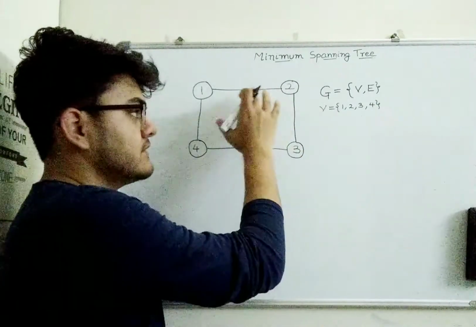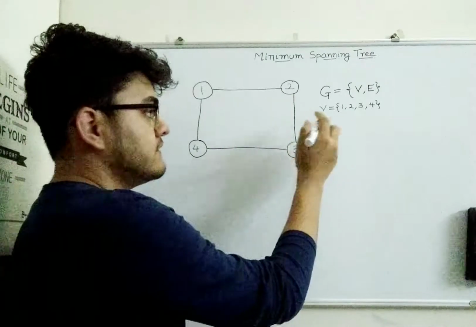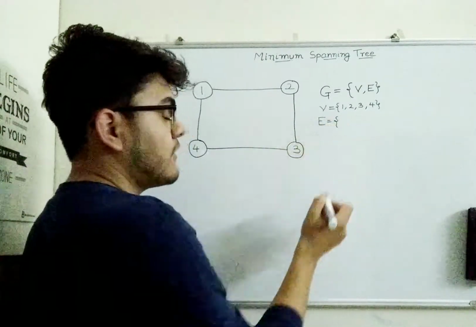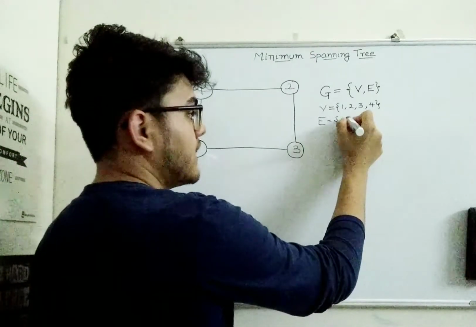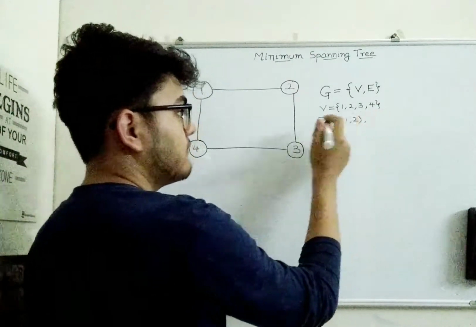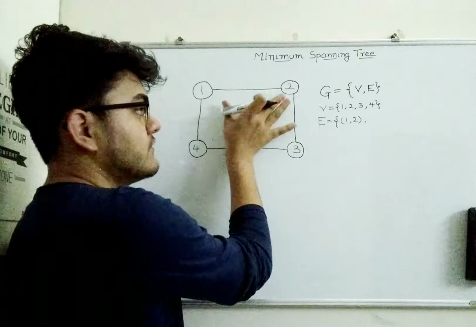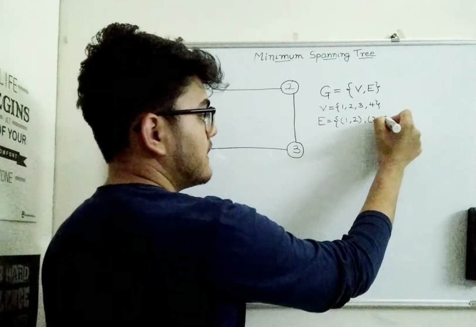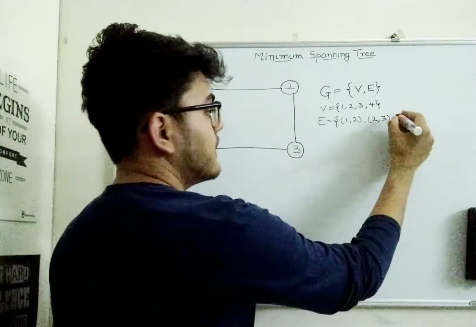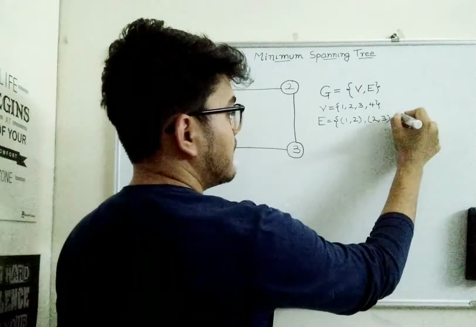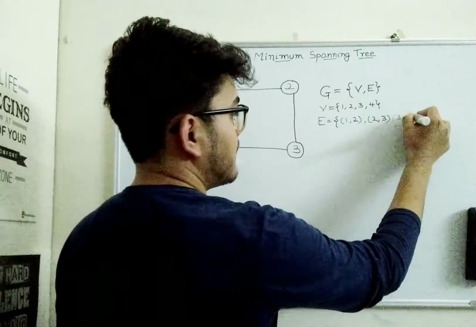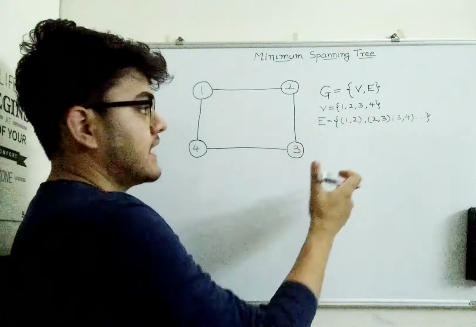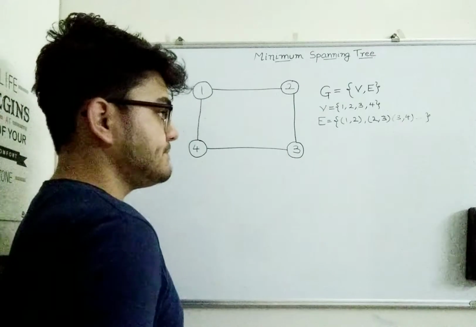Now there are edges in this graph which you can observe, and to write the edges in the form of a set, I will write it like this. (1, 2) is a single edge, then (2, 3), then (3, 4), and so on. So these are the vertices and edges of this graph G.